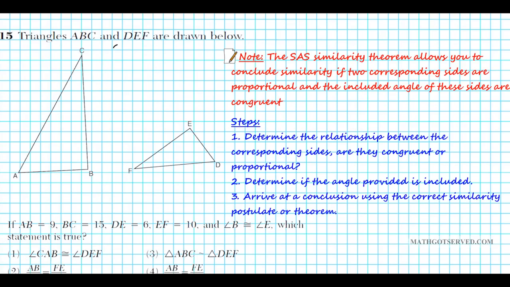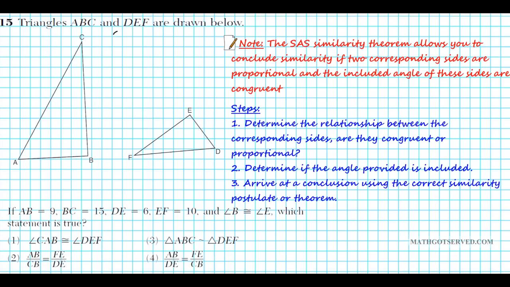All right, let's take a look at problem number 15. It reads, triangles ABC and DEF are drawn below. If AB is equal to 9, BC is equal to 15, DE is equal to 6, and EF is equal to 10, and angle B is congruent to angle E, which statement is true?